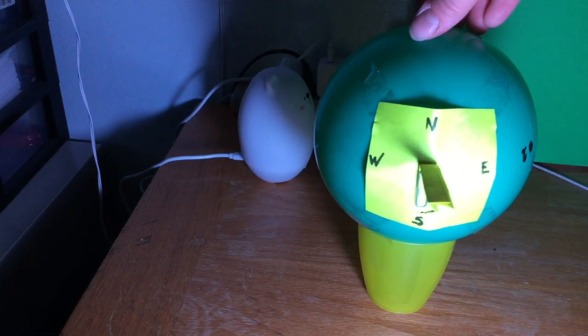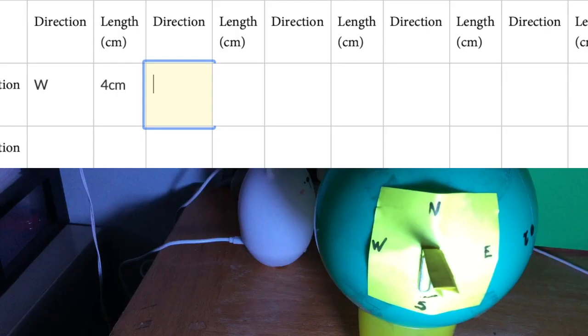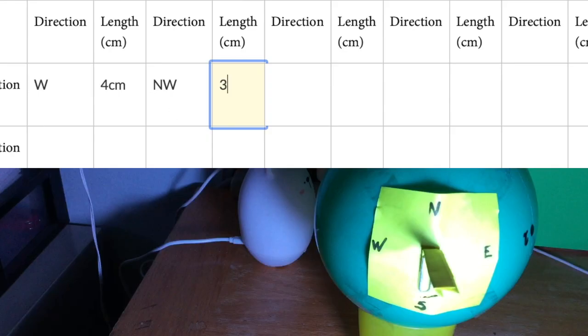Let's continue to rotate and stop at mid-morning. Did you see the shadow move? Which direction is it pointing now? Right between north and west, we would call that northwest. Did you notice the length changed? I measured it at 3 centimeters.